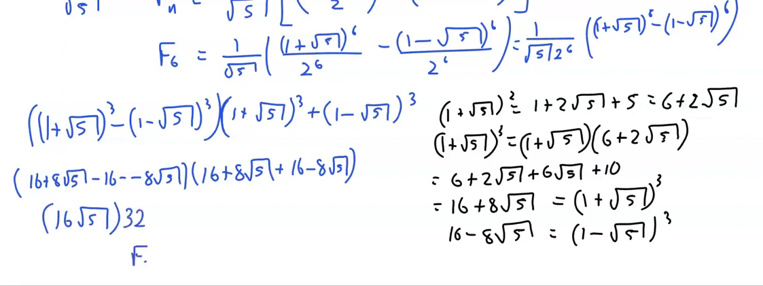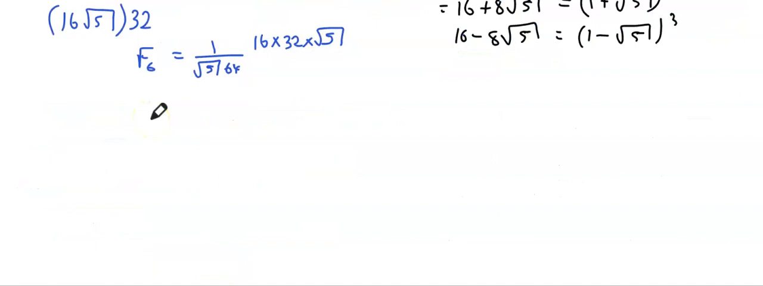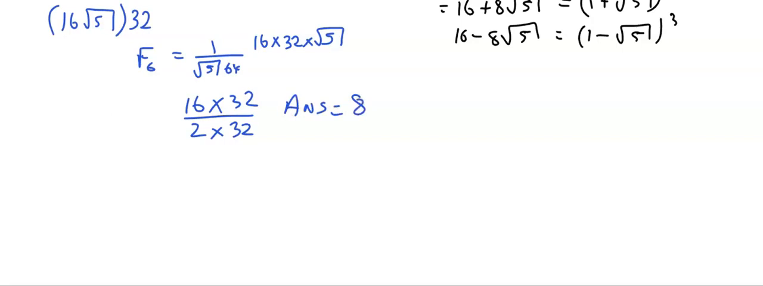And so F6 will be 1 over root 5 times 2 to the power of 6, which is 64, multiplied by 16 times 32 times root 5. And I can cancel that down there. So the root 5s go, and I've got 16 times 32 over 2 times 32, and so the answer equals 8.